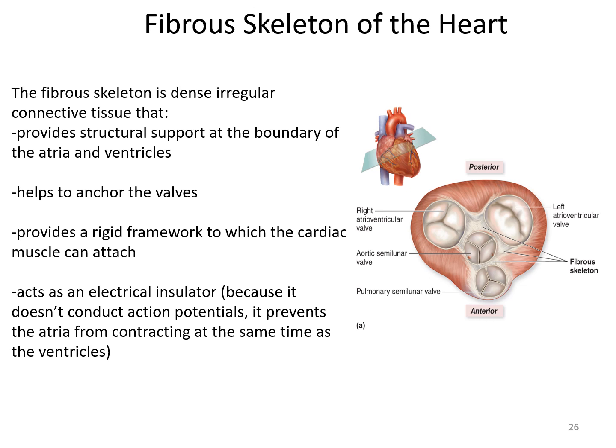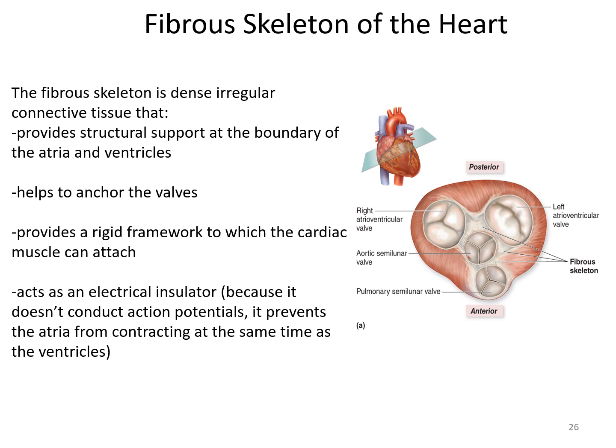When you hear about the fibrous skeleton of the heart, we're talking about this dense, irregular connective tissue that goes around the heart. It provides structural support at the boundary of the atria and ventricles to help support the different chambers and valves, helps to anchor those valves there, and provides a rigid framework to which the cardiac muscle can attach. So it's basically just fibrous support and attachment points.